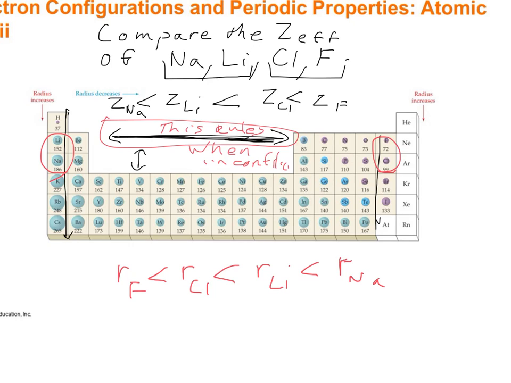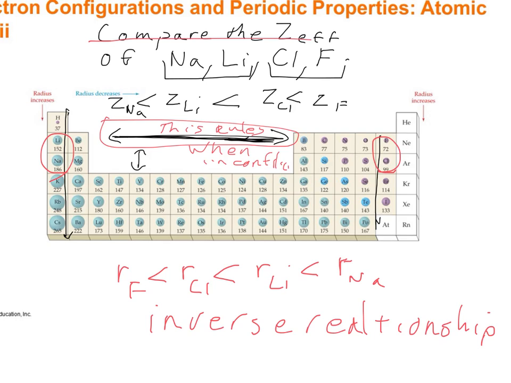So you could say that there's an inverse relationship between effective nuclear charge and atomic radius. The higher the Z effective, the lower the radius.